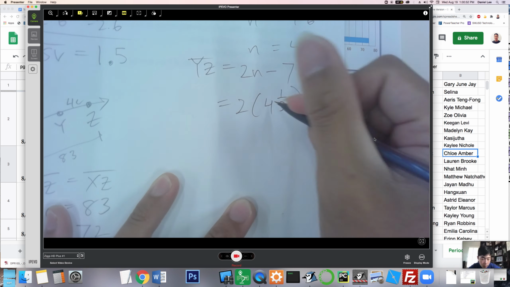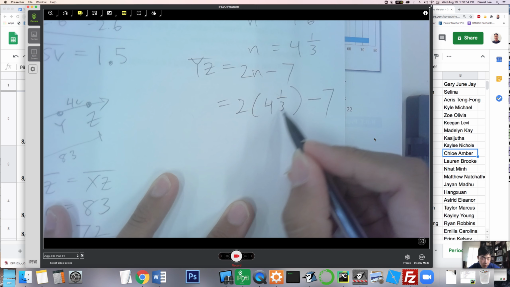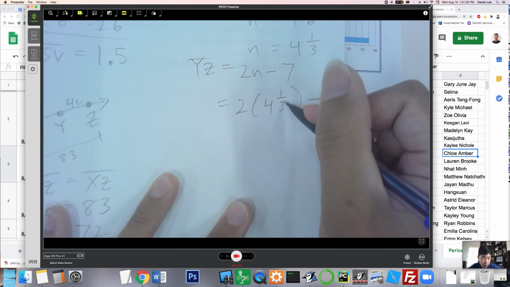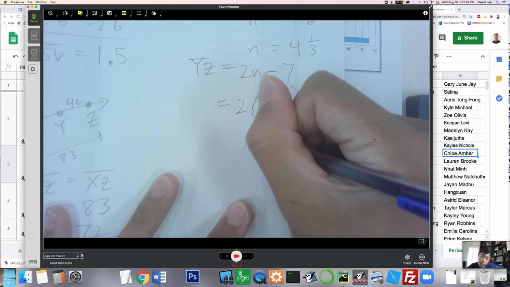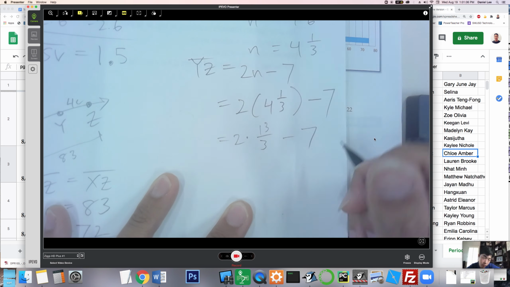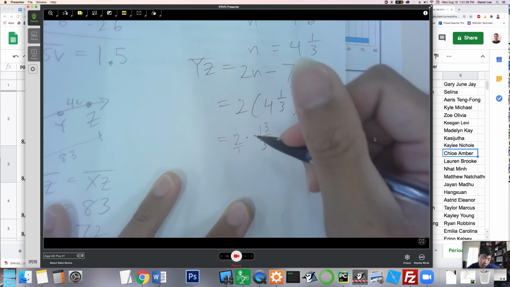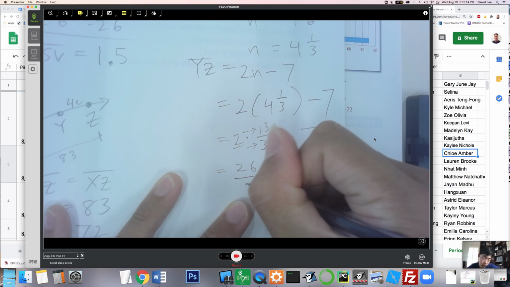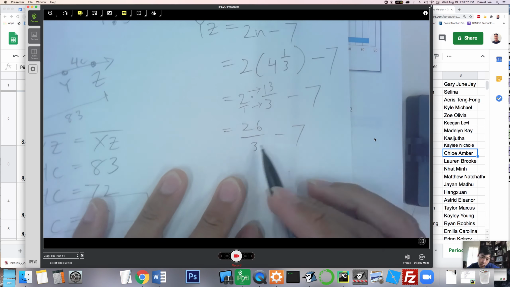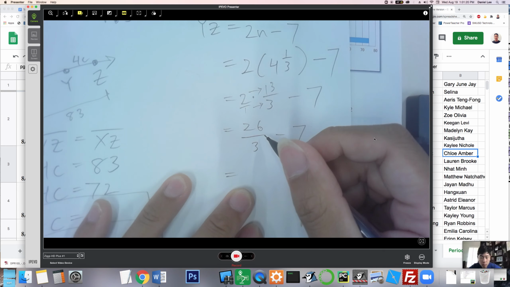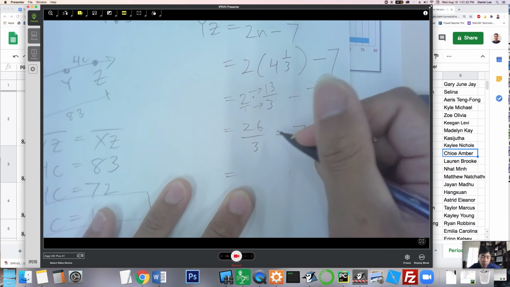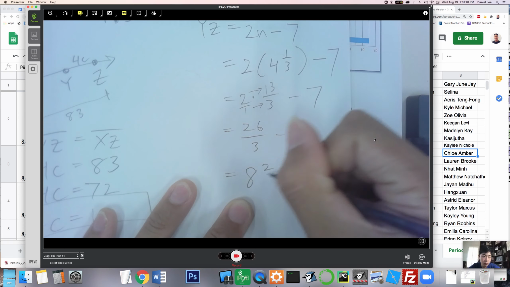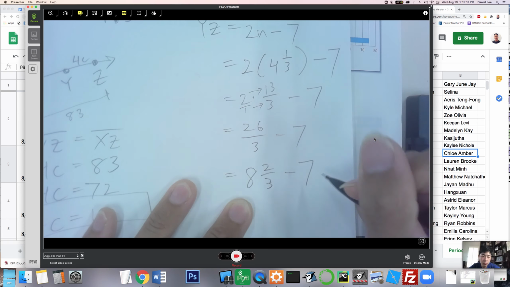I'm going to turn this back into a fraction. So 3 times 4 is 12, plus 1, so that is 13 over 3 times 2, minus 7. I could put a 1 under that 2 and just multiply straight across. So it is equal to 26 over 3 minus 7. And yes, it does clear itself up. Or does it? No, it doesn't. So I believe it's 8 and 2/3 minus 7.